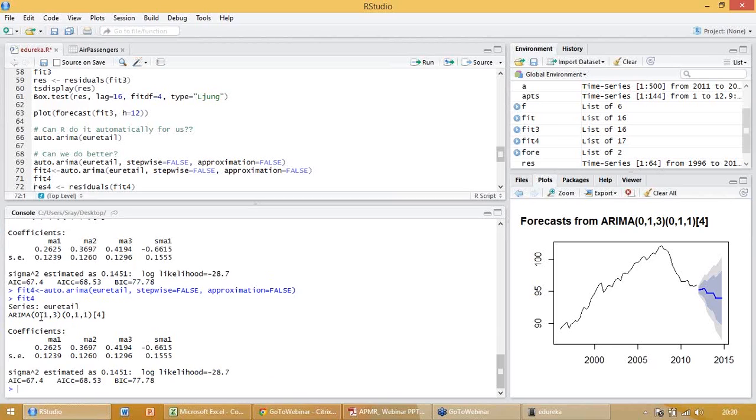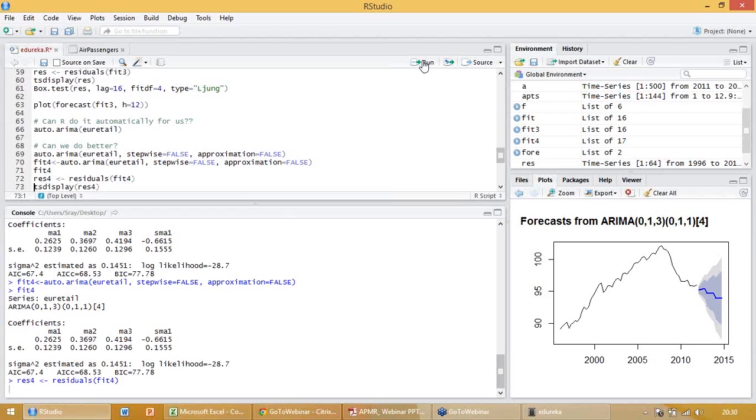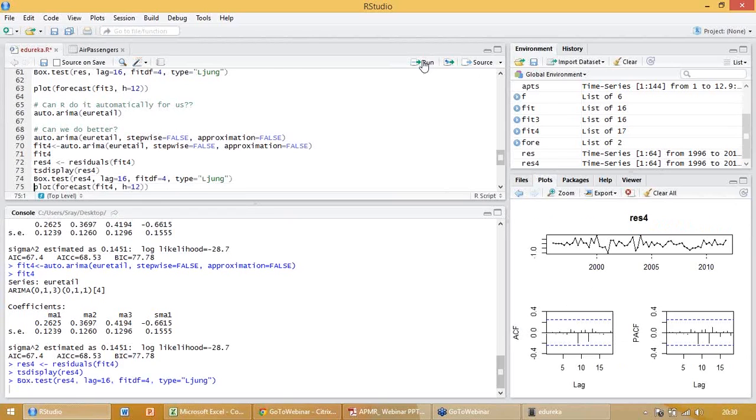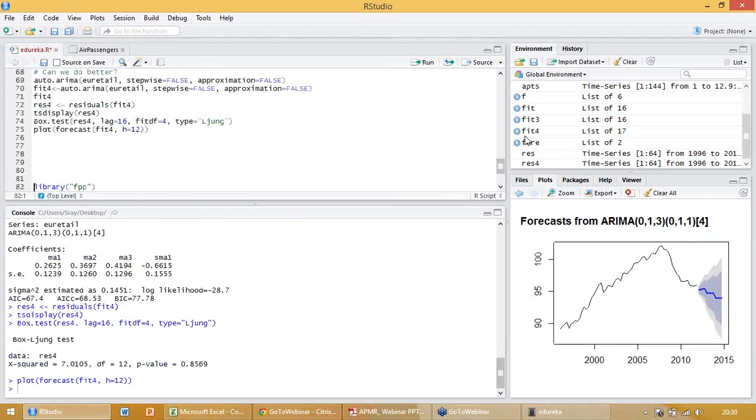It says AR1, one difference, an MA3 model and a seasonal MA1 model. This is what it talks about. I thought, yes, I'm right, so I can give a pat on my back. Then I do the residual plot, I do a Ljung-Box test, same thing, and then again I make the graph. That is how I do it.